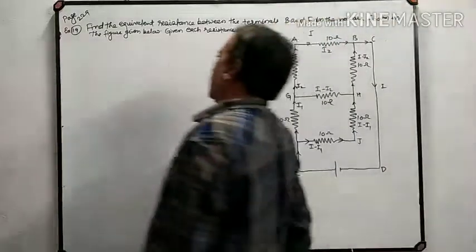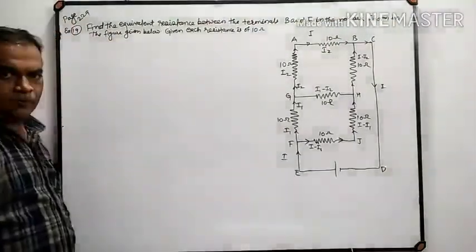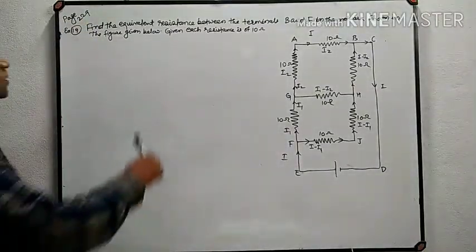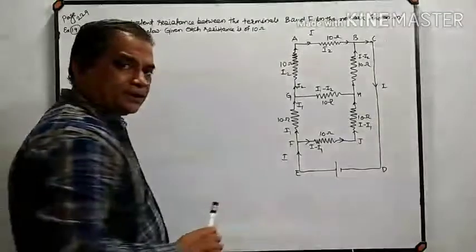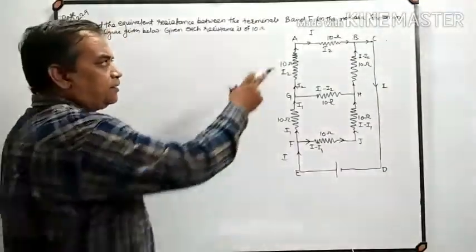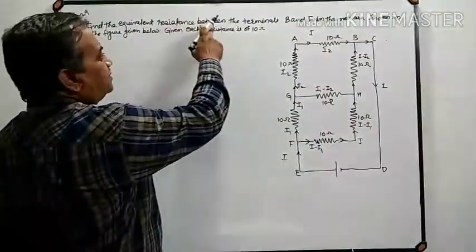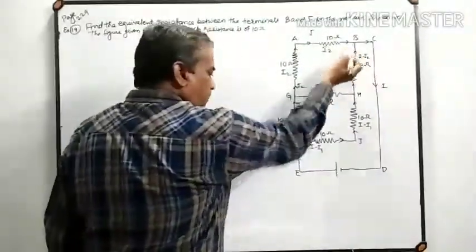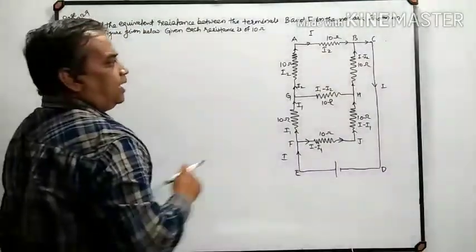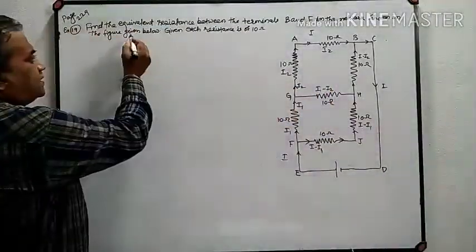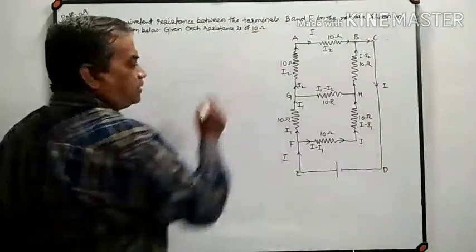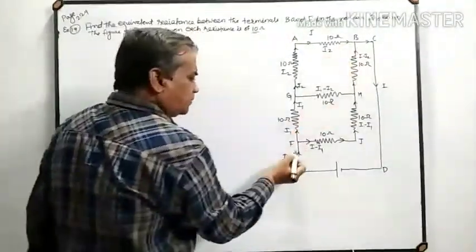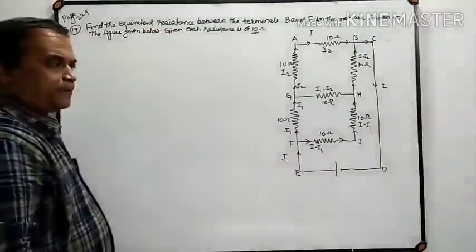So one of the important unsolved examples from your textbook is given on page number 229. Find the equivalent resistance between the terminals. By mistake in the textbook, it says terminals A and B. It is not A and B, it is between B and point F. And as far as this network is concerned, every resistance has a value of 10 ohm.